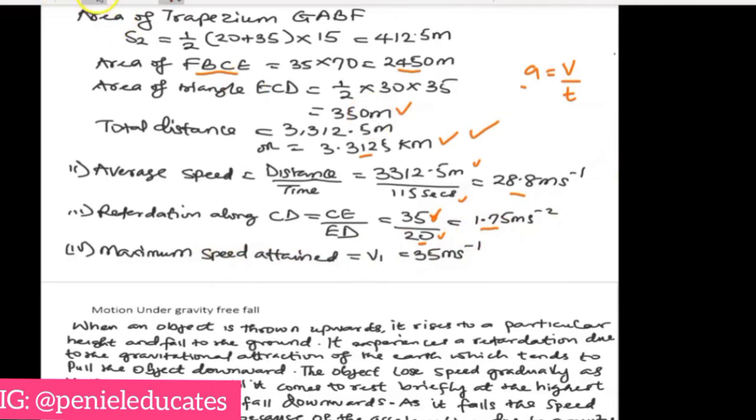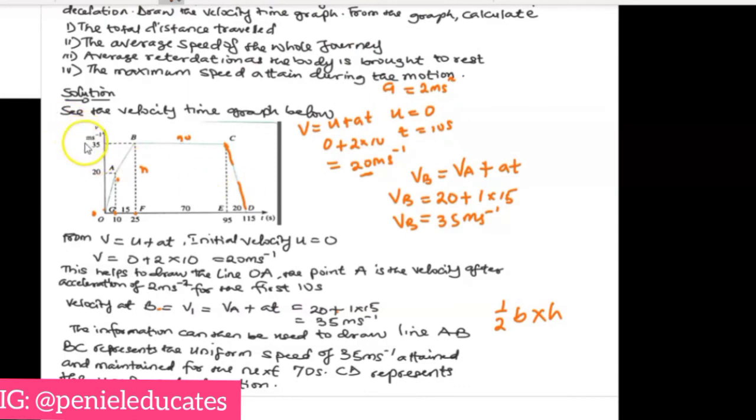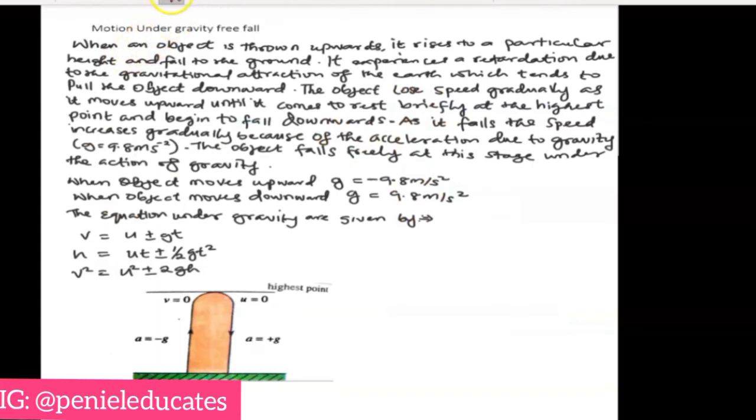The maximum speed attained. You can find the maximum speed attained from the graph. From the graph you see that the maximum speed attained is this. That's the highest velocity attained during the journey, and the maximum speed is 35.